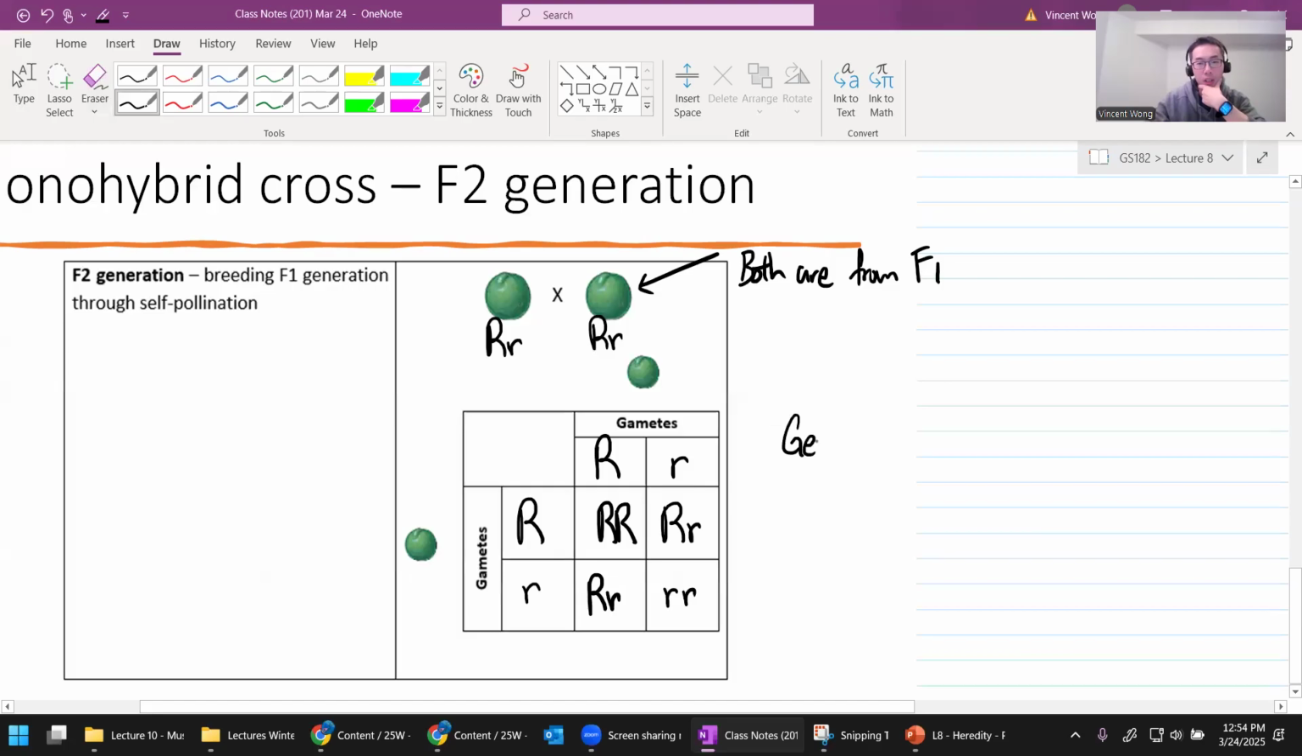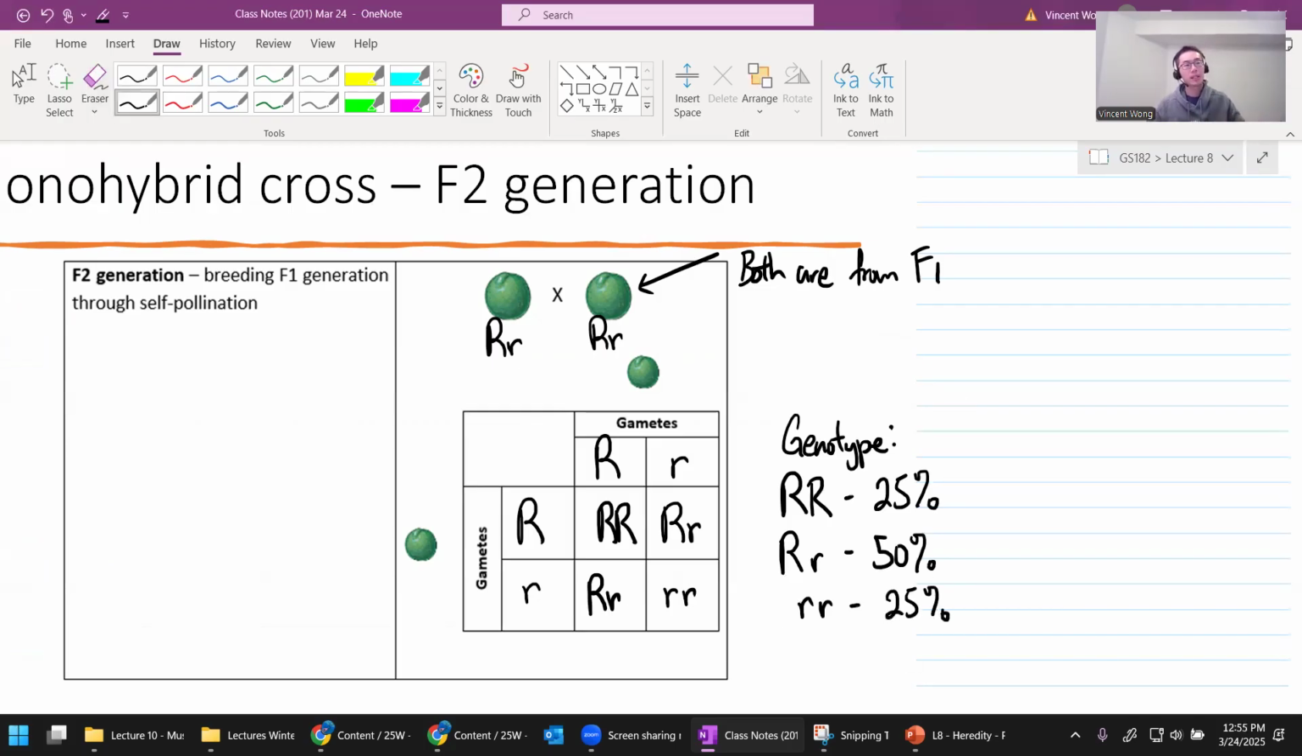Let's list the genotype. Big R, big R is 1 out of 4, which is 25%. 2 out of 4 are big R, small r, that is 50%. And finally, small r, small r is 25%. Do you understand how I come up with the genotype?